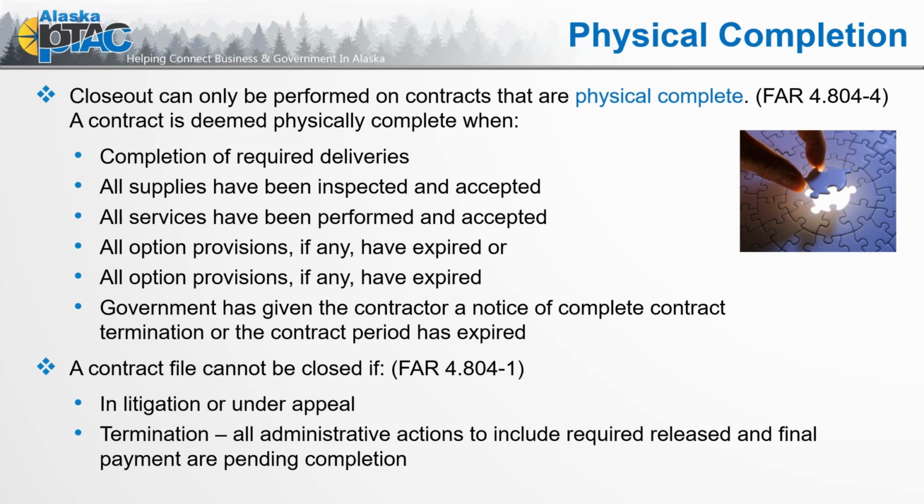A contract file cannot be closed if it is in litigation or under appeal, or if it's in a termination process. This whole contract closeout really has an entirely separate line if a contract is in a termination process. It doesn't define whether it means termination for convenience or termination for cause, and I'm not really going to address that. The processes are similar. It's just that other factors come into play on the closeout process and that final negotiation for costs. So we're not going to look at termination today, but I've left the language in there.